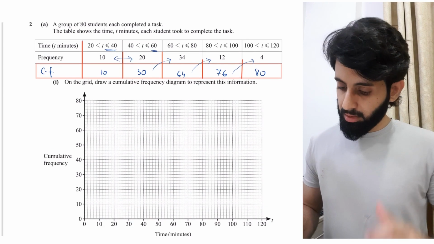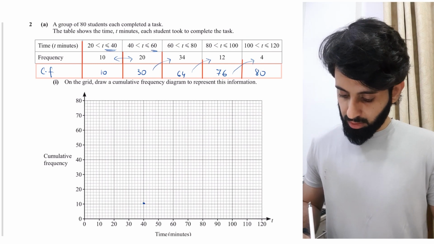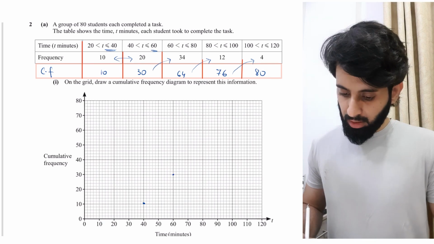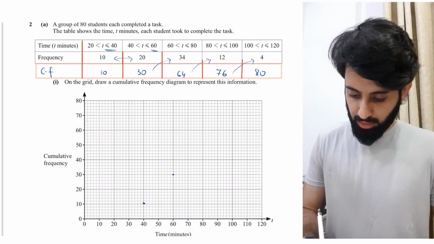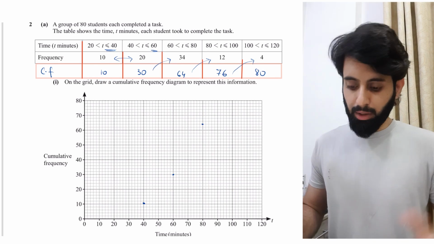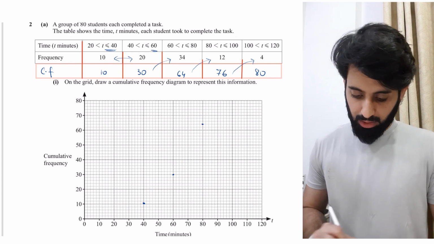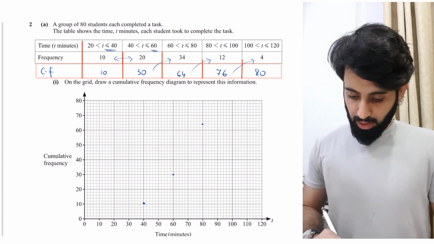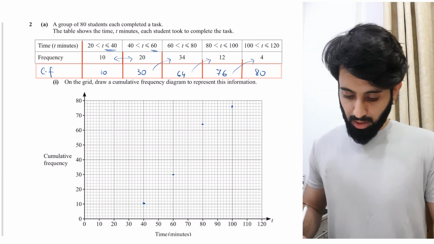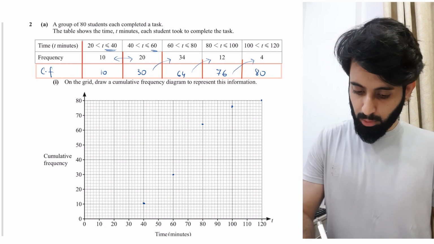So frequency is on the x-axis, cumulative frequency is on the y-axis. So at 40 we have 10, so that's 1 dot. At 60 we have 30, so there's another. At 80 we have 64. So here one box is basically equal to 2 units because 10 divided by 5, 10 is being split into 5 small boxes. And then at 100 we have 76. So there's that. And then at 120 we have the total, which is 80.